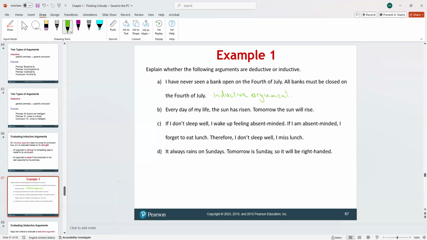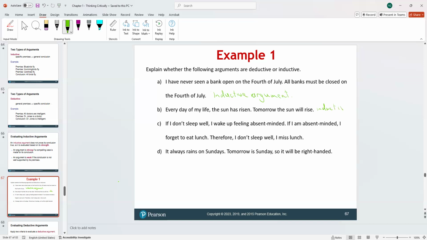Number two: every day of my life, the sun has risen. Tomorrow the sun will rise. So again, here we said every day of my life, the sun has risen. Tomorrow the sun will rise. So how are we going to see this one? At this point, I would consider this one inductive anyway, because every day that is my personal observation, and then I generalize it for tomorrow. Every day would be the same. Again, this is an inductive reasoning argument because it makes the case for a general conclusion based on specific observations. So again, this is inductive.